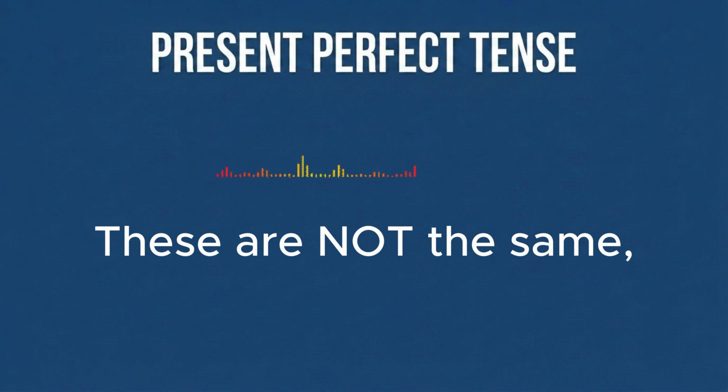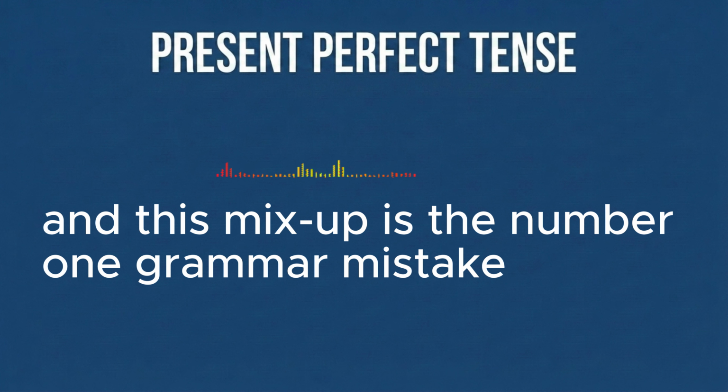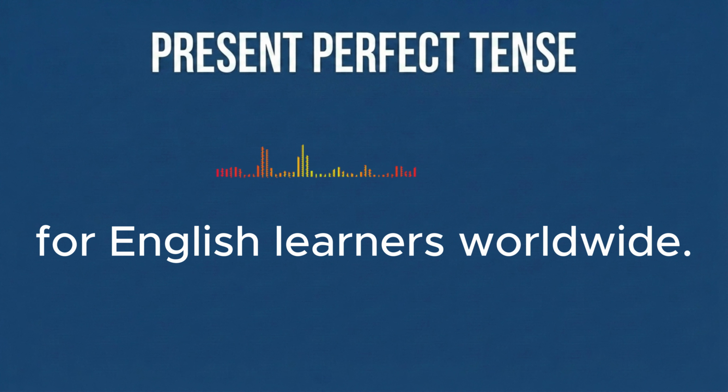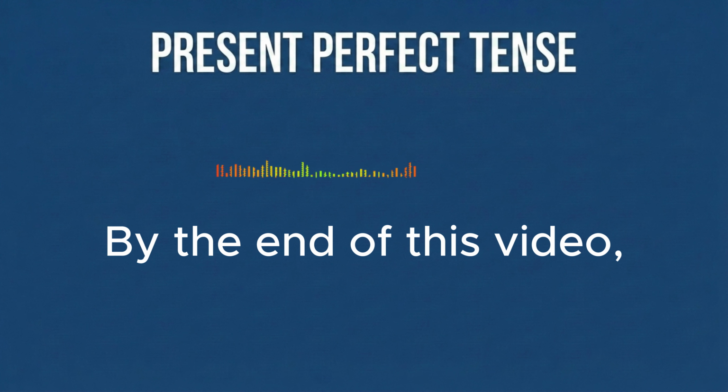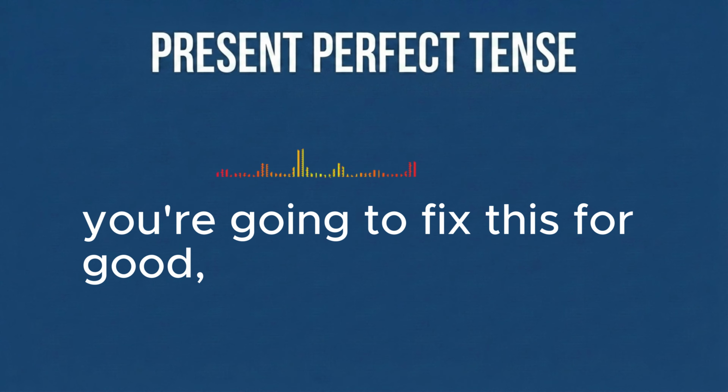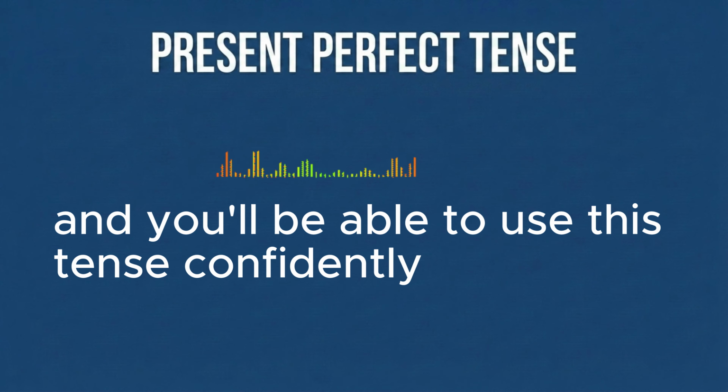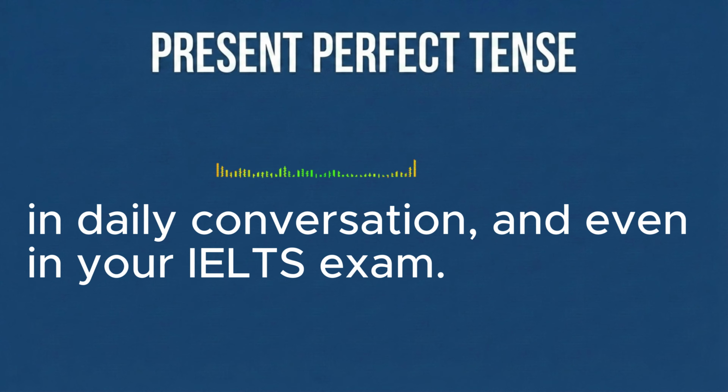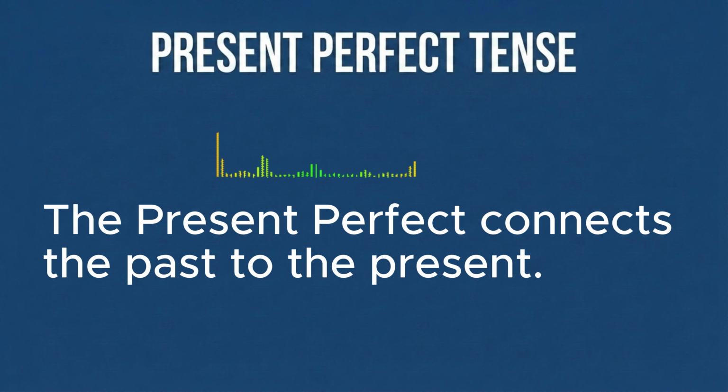These are not the same, and this mix-up is the #1 grammar mistake for English learners worldwide. By the end of this video, you're going to fix this for good, and you'll be able to use this tense confidently in daily conversation and even in your IELTS exam. The present perfect connects the past to the present.